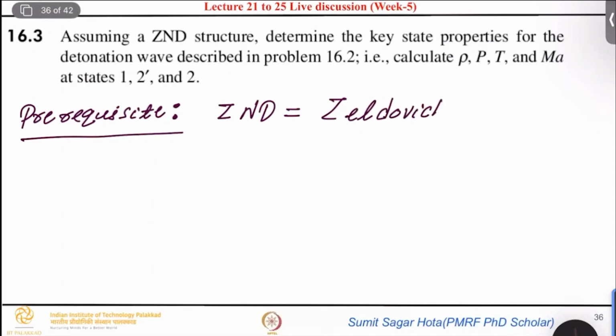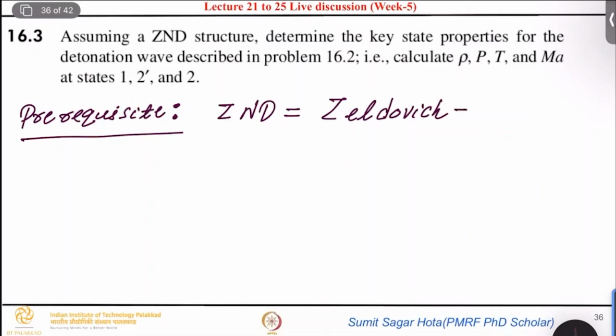I will just read the question again. Assuming the Z and D structure, determine the key state properties for the detonation wave described in problem 16.2. That is the previous question. That is, calculate rho, p, T and Mach number at states 1, 2 dash and 2. What are these states 1, 2 dash and 2? I will now write them down in this prerequisite part.